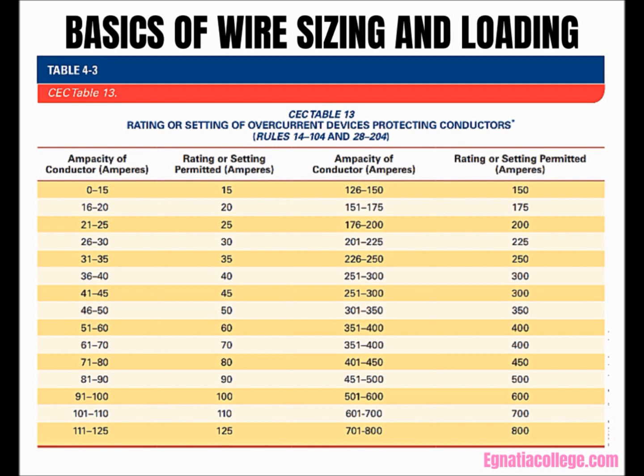This exception is not applicable to residential branch circuits because the standard overcurrent device sizes listed in CEC Table 13 correspond directly with the ampacities listed in Table 2 for number 14 and number 12 gauge wire, Rule 14-104, 2. Table 13 shows that the maximum overcurrent protection is 15 amperes when number 14 AWG copper wire is used.